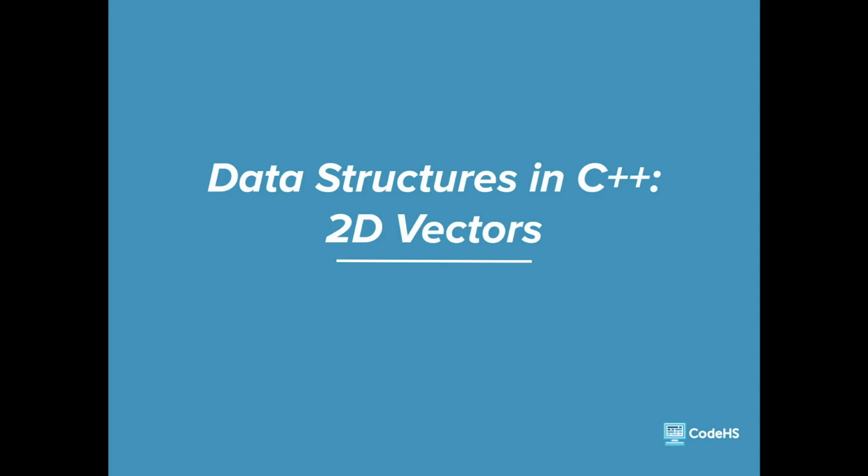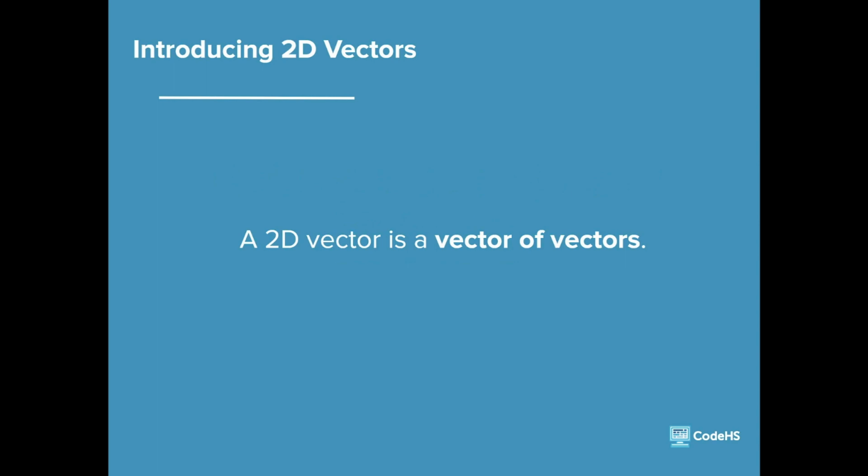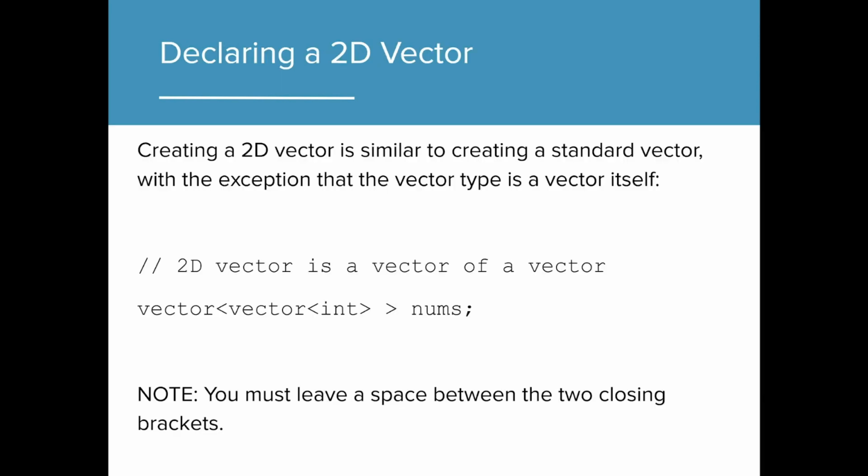Hi, in this lesson, we'll look at 2D vectors. Let's get started. In this lesson, we are going to extend our knowledge of vectors into 2D vectors. The 2D vectors provide a grid-like data structure that can extend our programming capabilities. It is essentially a vector of vectors. A 2D vector is essentially a vector of vectors.